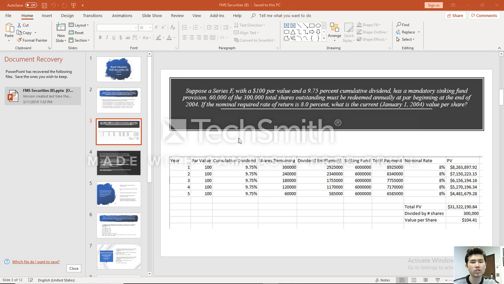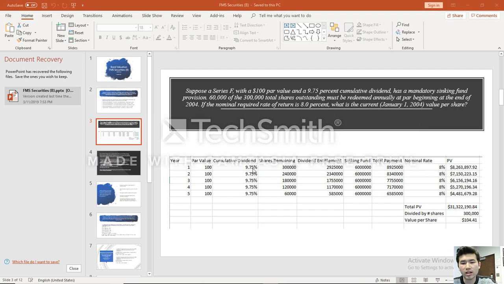So the second question reads, suppose Series F with a $100 par value and 9.75% cumulative dividend has a mandatory sinking fund provision, in which 60,000 of the 300,000 total shares outstanding must be redeemed annually at par beginning at the end of 2004. If the nominal required rate of return is 8%, what is the value per share on January 1st, 2004? Well, we have to take out the components of this question, which are already given: the par value, the cumulative dividend, the shares remaining, and the nominal rate of return.